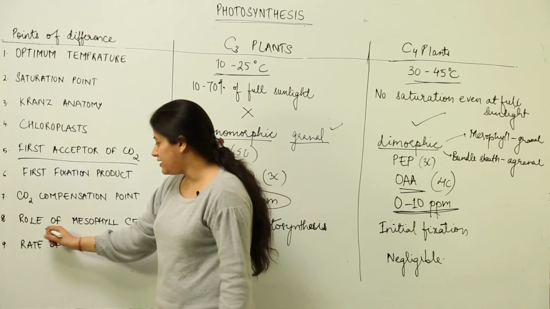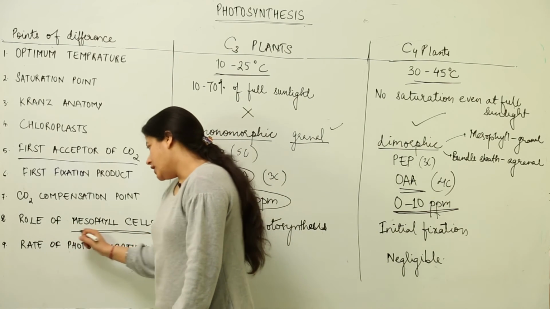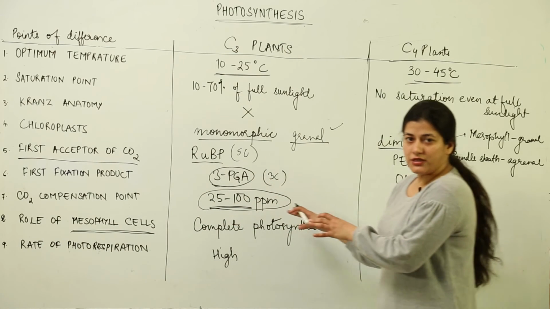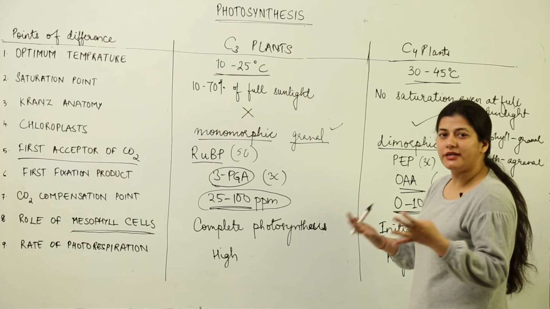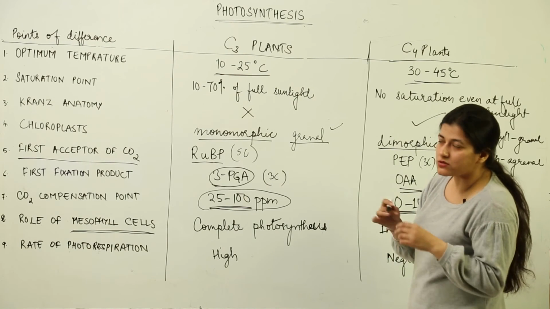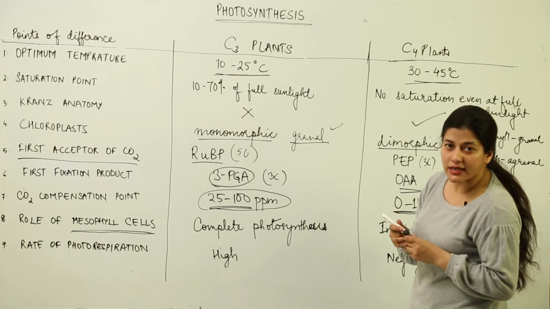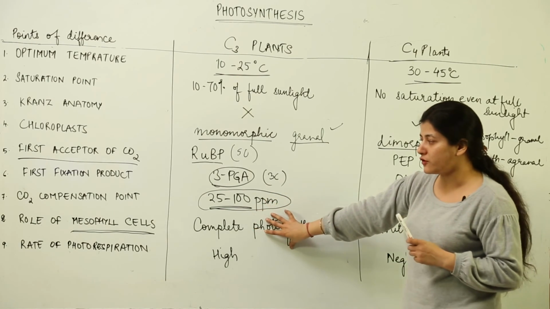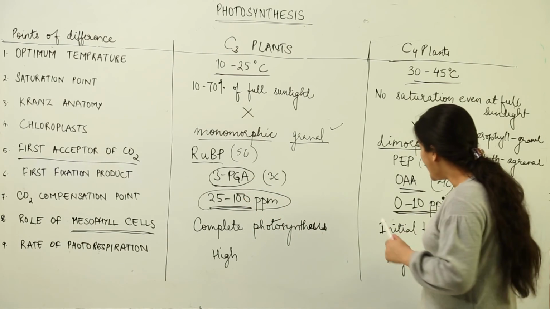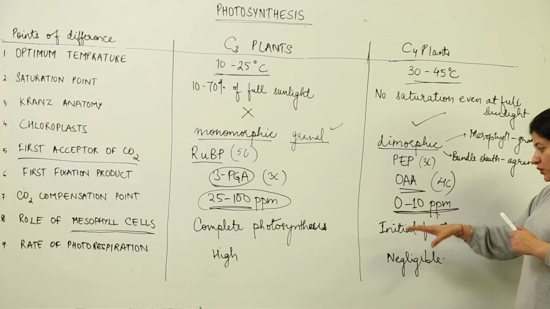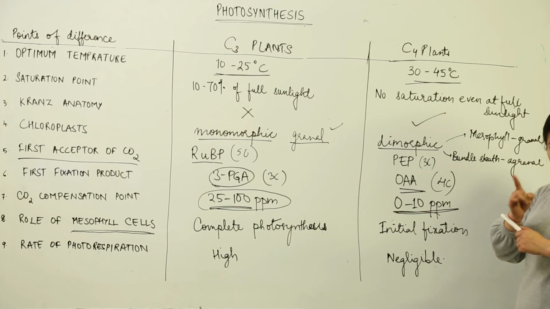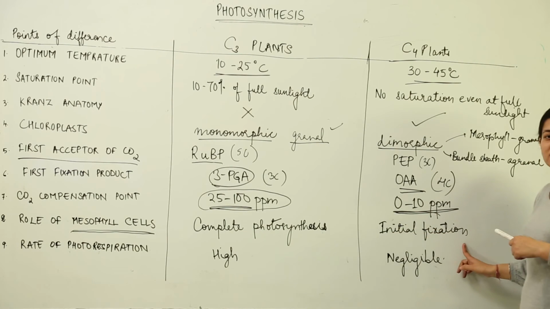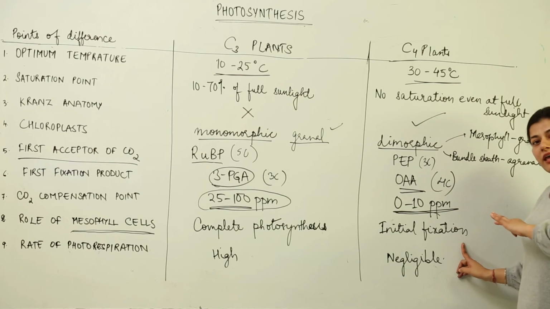Now what is the role of mesophyll cells? The mesophyll cells in the C3 plants perform the complete photosynthesis. It is ultimately the mesophyll in which the complete photosynthesis, or we can say the C3 cycle, Calvin cycle, is taking place. So the complete photosynthesis takes place in mesophyll cells. Comparatively, in C4 plants, it is only the initial fixation for the formation of 4-carbon compound, that is C4 acid, that takes place inside the mesophyll cells. Rest of the Calvin cycle has to take place in the bundle sheath cells.